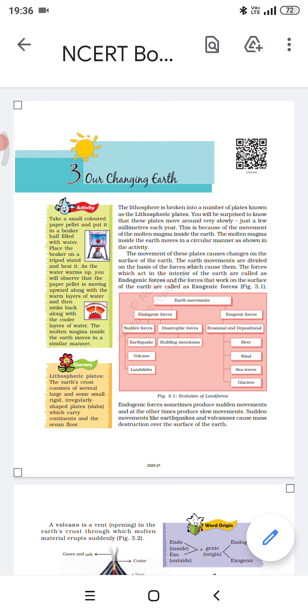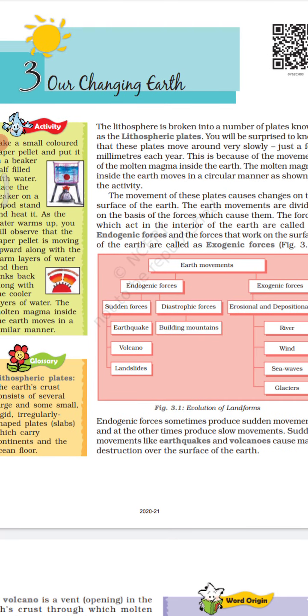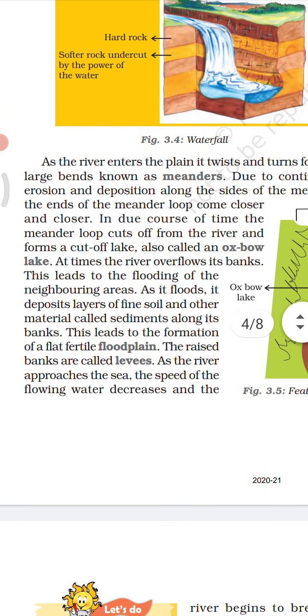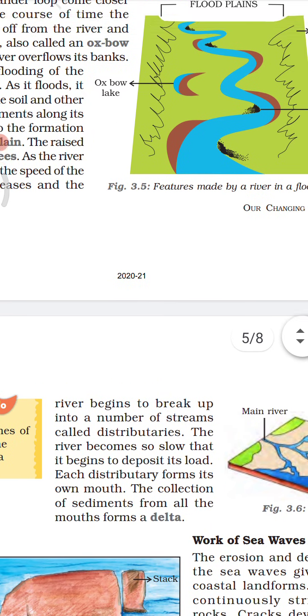We have started chapter 3 of geography and we have discussed two parts of the chapter. Now, let us start the third chapter. In the previous class, we were discussing the major landforms and the work of a river. If you remember, we discussed meanders, oxbow lakes, and floodplains in the previous class. Now let's move further.